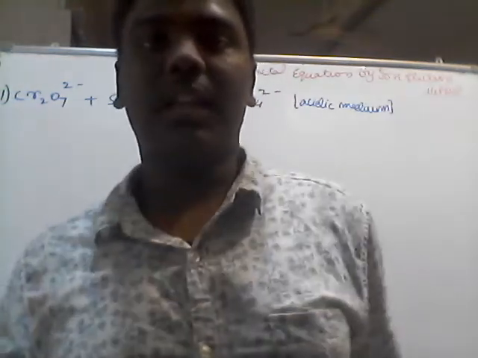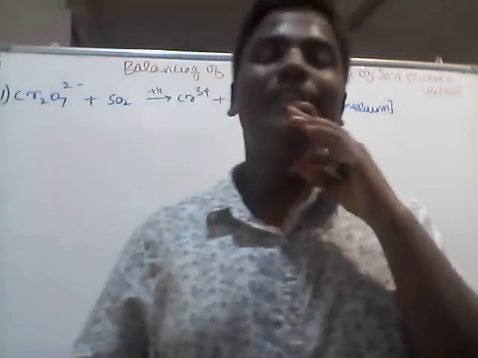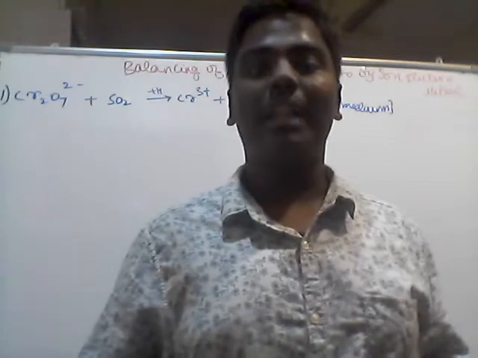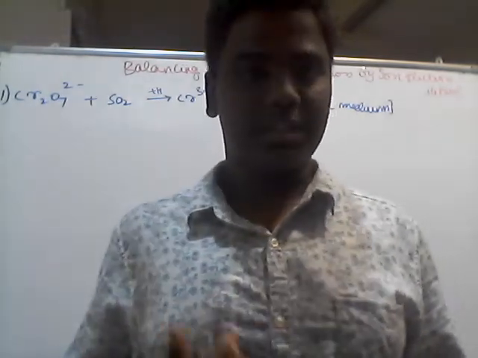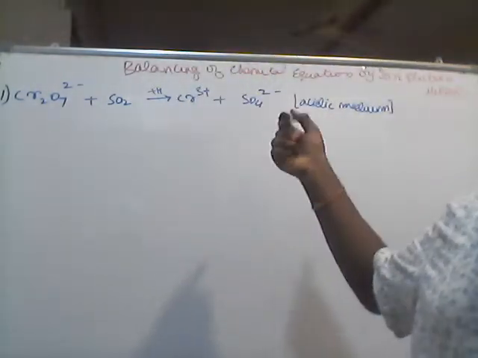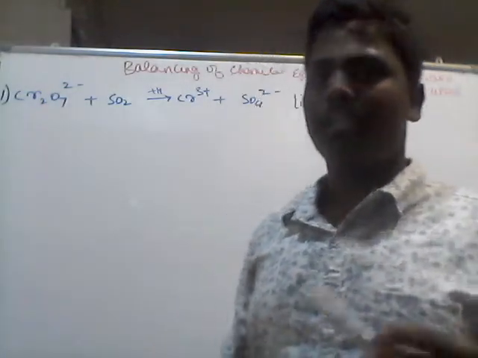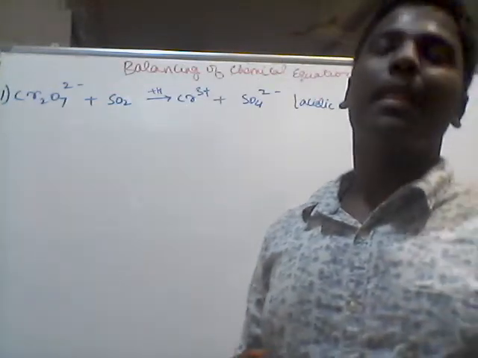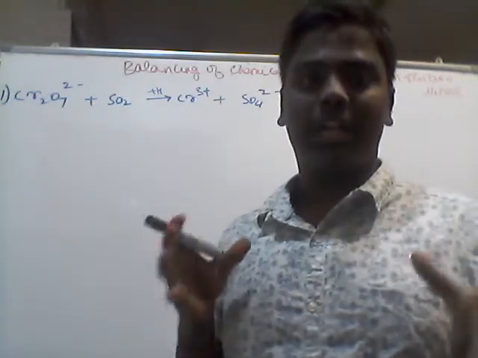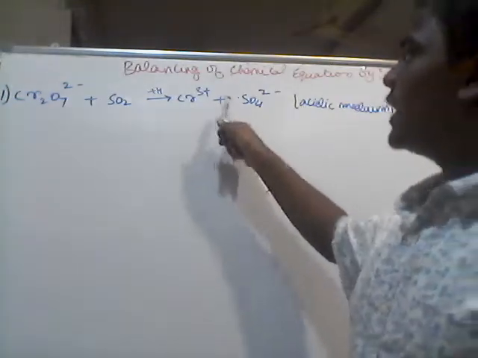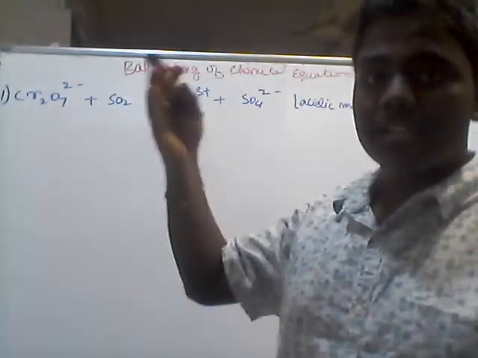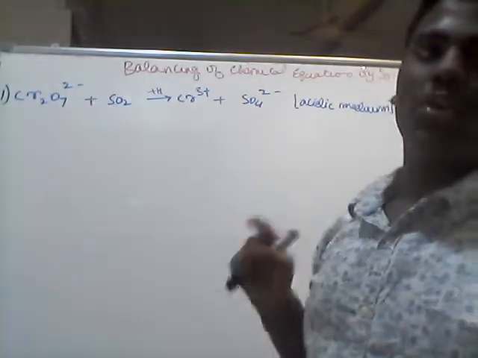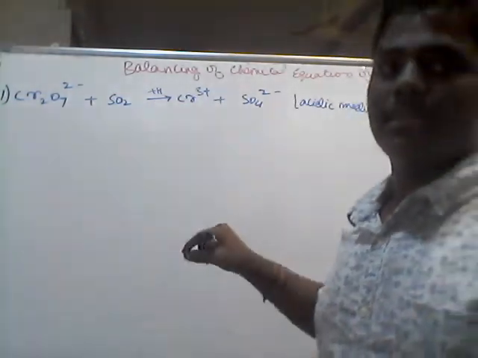Today I am here to explain how to balance a chemical equation with the help of the ion-electron method. In my previous video I explained how to balance an equation with the hit and trial method. Now this is the ion-electron method that we are going to follow. There are certain steps to balance a particular equation by the ion-electron method, and I will explain all the steps in detail.